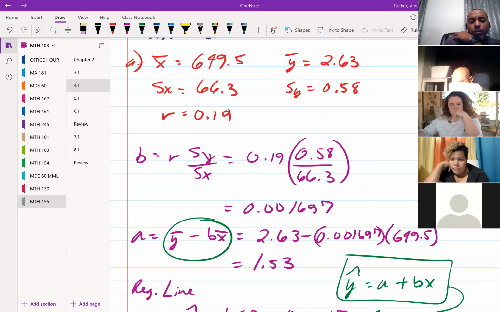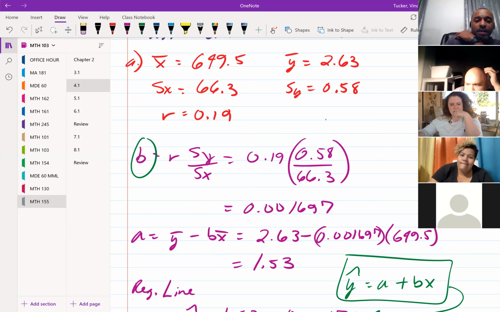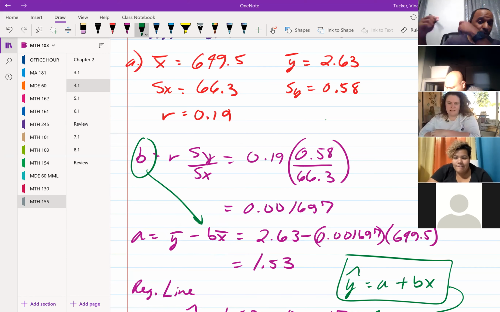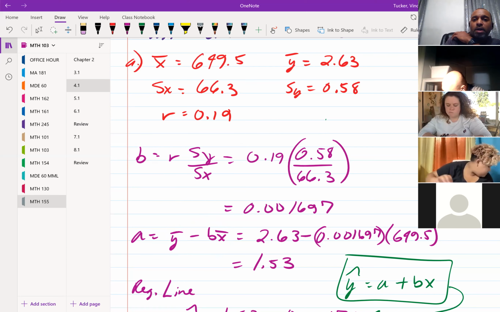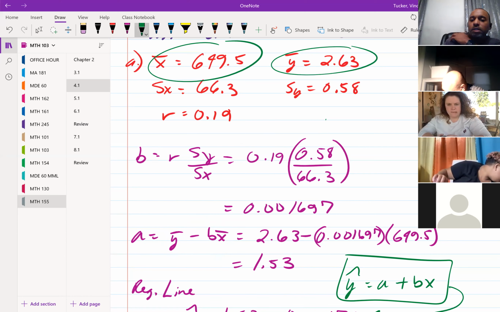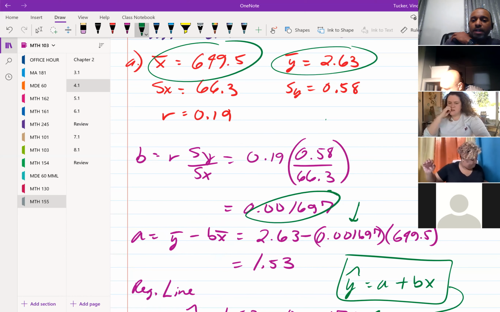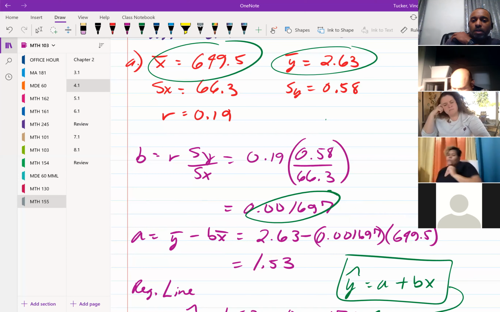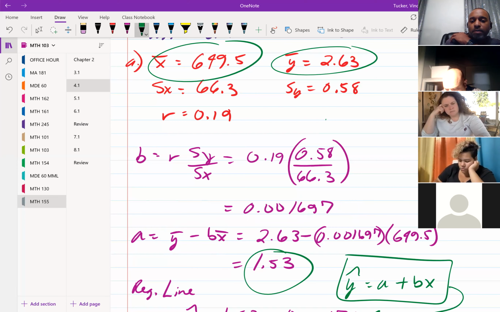And then to find A, we have to do Y bar minus B times X bar. So don't forget, you do have to find B first because B is a part of the formula of A. Okay. And then, so that's Y bar minus B, which is what we just found, times X bar. And throw that in the calculator, you get 1.53.